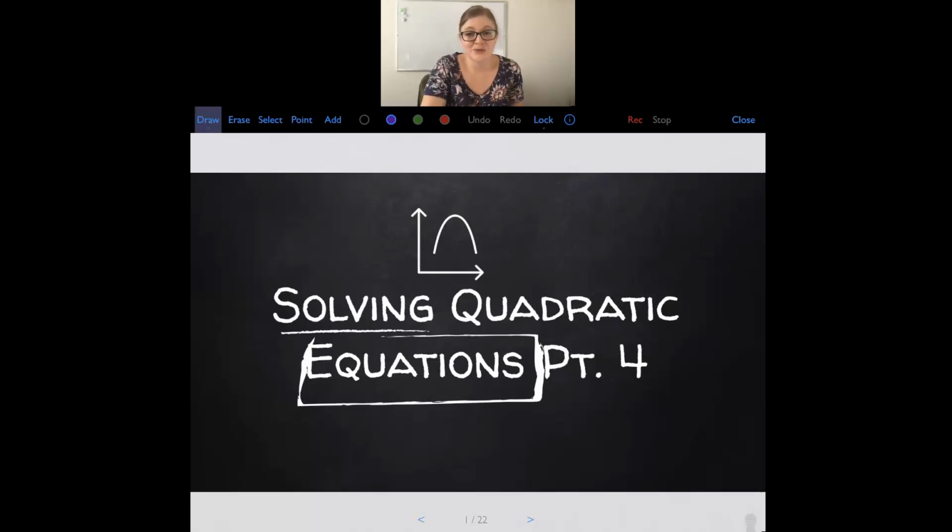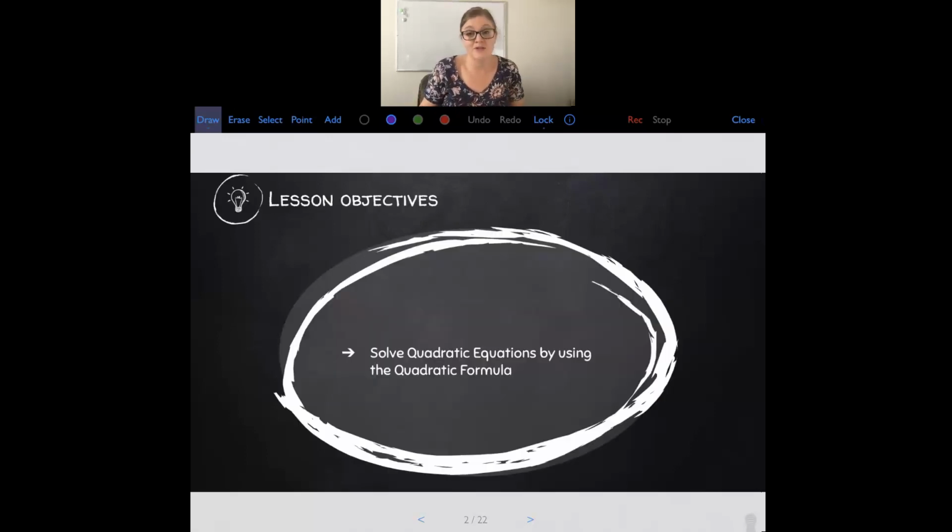We are going to discuss one final way to solve quadratic equations, and that is by using the quadratic formula. So our objective today is to solve quadratic equations by using the quadratic formula.